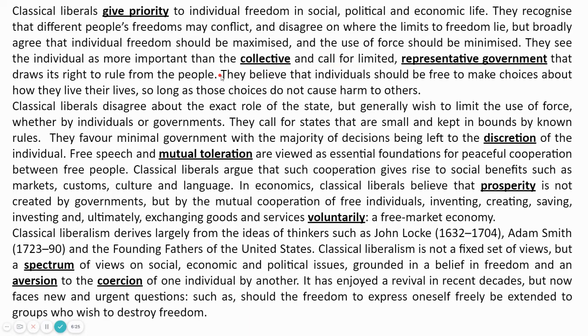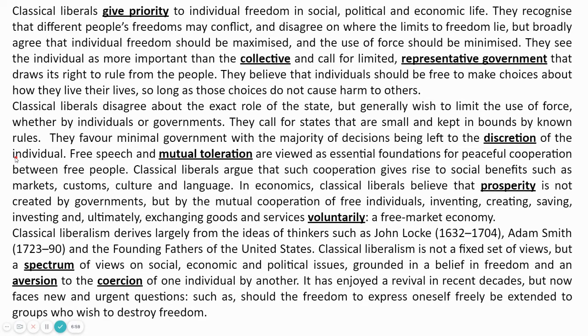Classical liberals believe that individuals should be free to make choices about how they live their lives, so long as those choices do not cause harm to others. Classical liberals disagree about the exact role of the state, but generally wish to limit the use of force, whether by individuals or governments. They call for states that are small and kept in bounds by known rules. They favour minimal government, with the majority of decisions being left to the discretion of the individual.